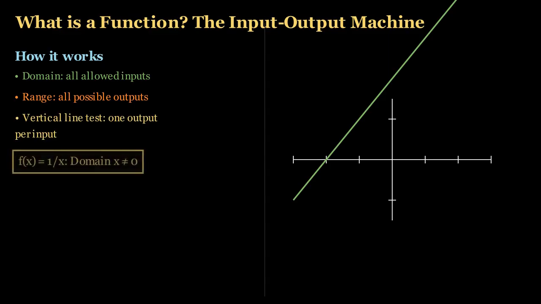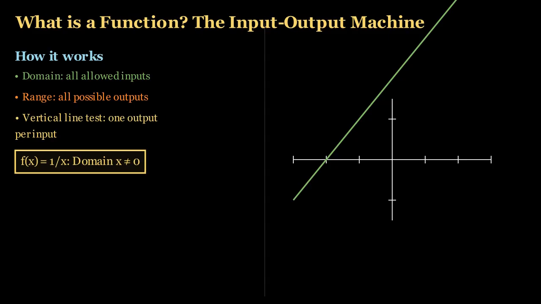Now, how do you know if a graph is a function? Use the vertical line test. If you can draw a vertical line anywhere and it hits the graph more than once, then one input gives multiple outputs, and it's not a function. A circle fails this test, but a straight line passes.